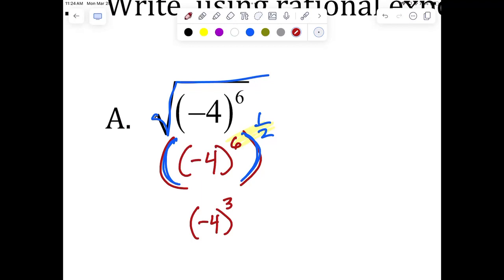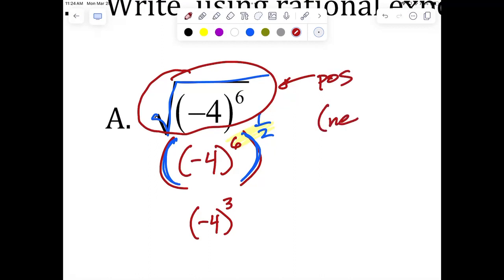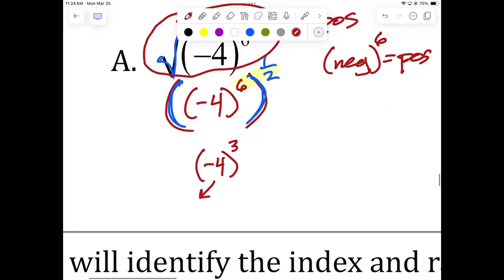Based on what we started with? No. It should be a positive number. Okay? A negative number to the 6th power is going to be a positive number. So really this should be what? Not -64, but what? Positive 64. Oh, no. 4 cubed, 4 times 4 times 4.